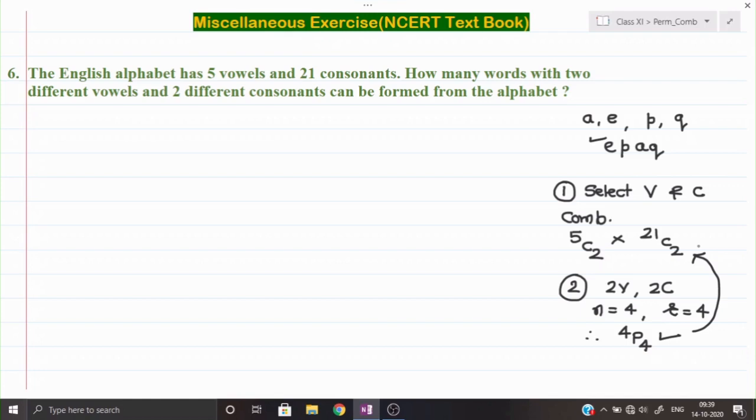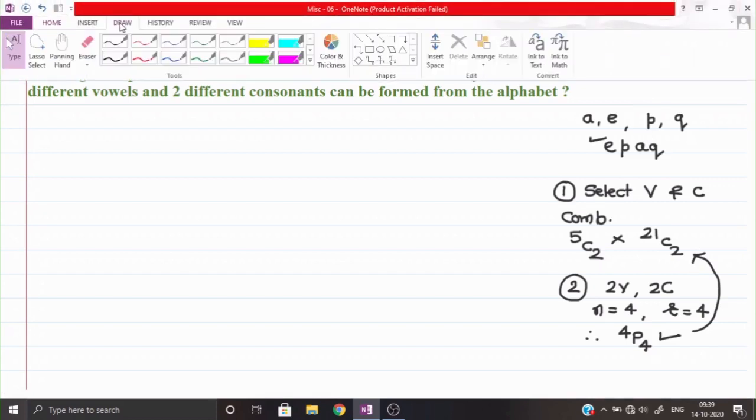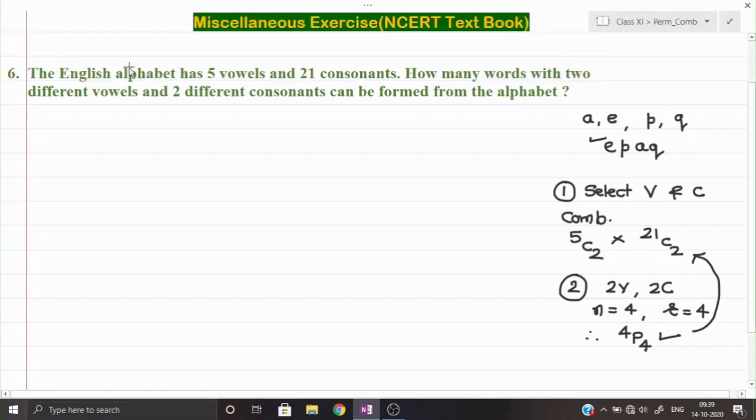Okay, so now let us see how this question can be done. First of all, let me rub this rough part over here, and then we can start the same thing in a proper manner.